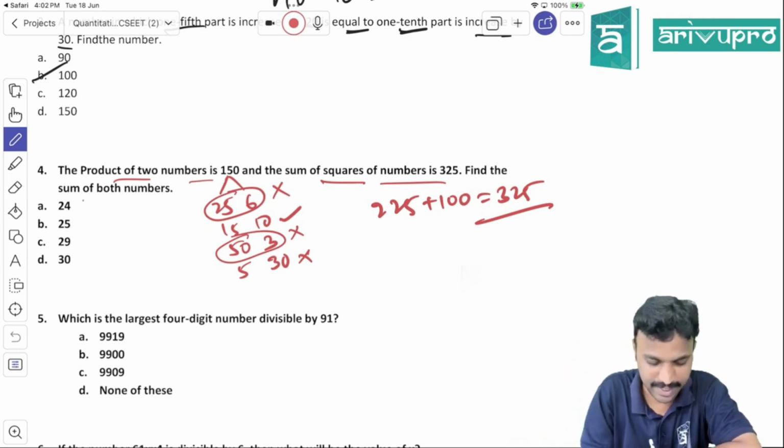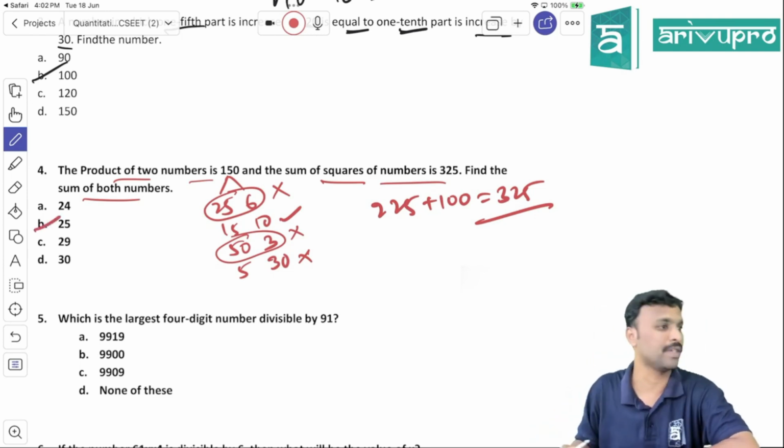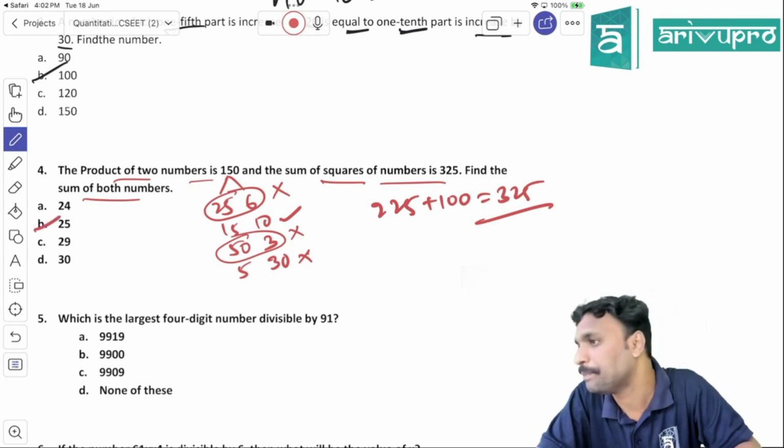What is it they're asking? Sum of both the numbers. 15 plus 10 is how much? So the answer for this question is 25. Clear?